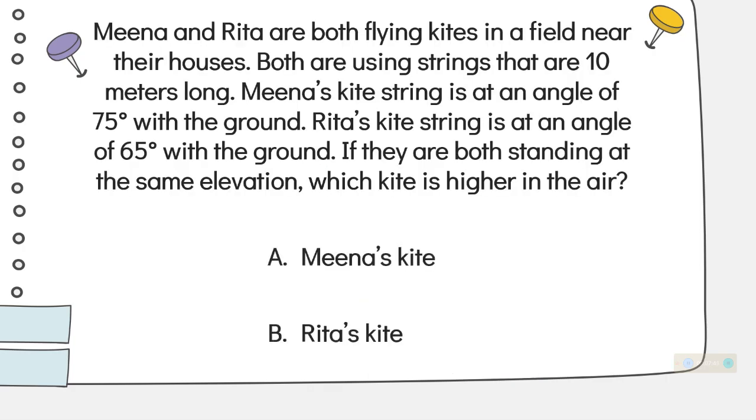So let's have a situation here. Mina and Rita are both flying kites in a field near their houses. Both are using strings that are 10 meters long. Mina's kite string is at an angle of 75 degrees with the ground. Rita's kite string is at an angle of 65 degrees with the ground. If they are both standing at the same elevation, which kite is higher in the air? Which do you think? That's correct. We have Mina's kite. As given in the problem, it is 75 degrees with the ground, while Rita's kite is only 65 degrees with the ground. So that's why Mina's kite is higher in the air.